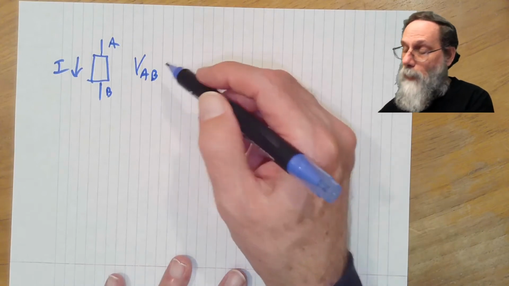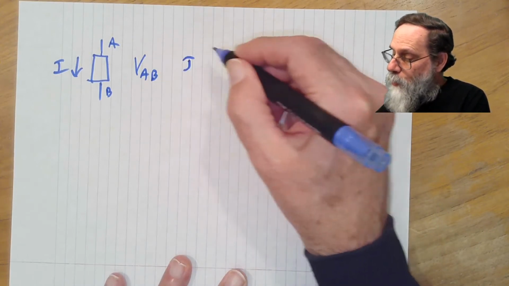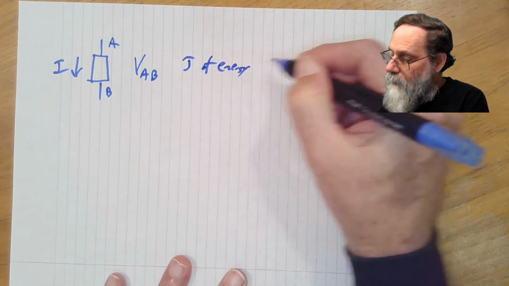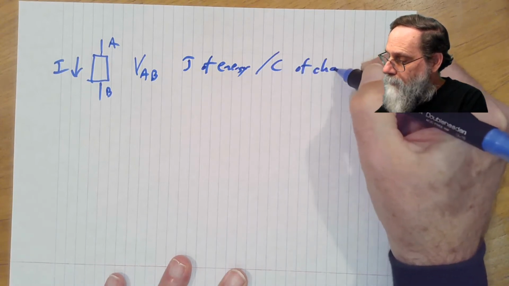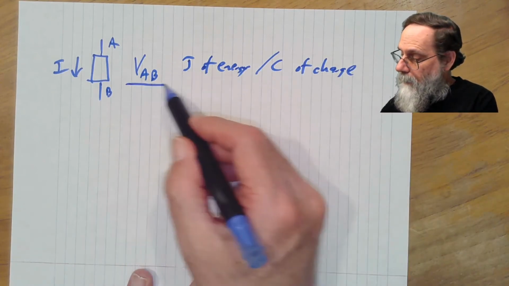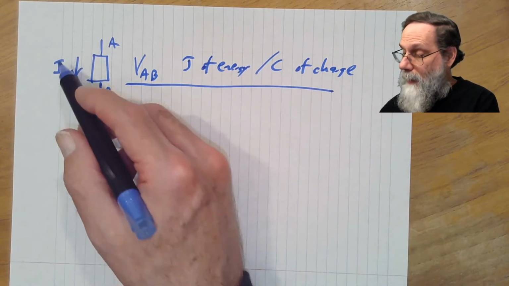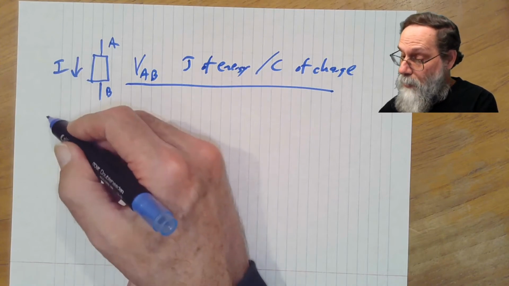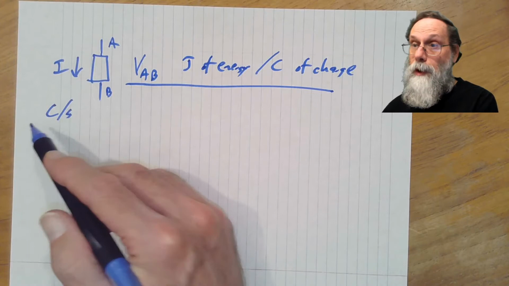The definition of voltage was that we will have VAB joules of energy released per coulomb of charge. That's basically just the definition of what a volt is. How much charge are we moving? Well, I is coulombs per second. That's what an amp is, 1 coulomb per second.